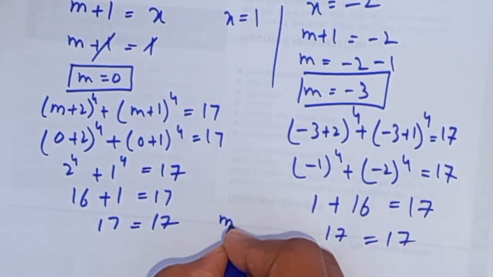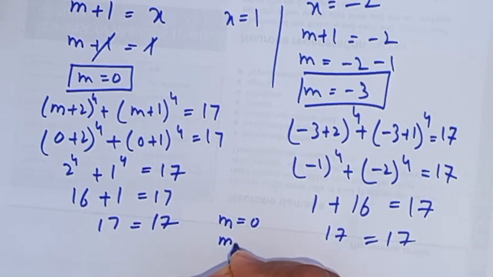And in our question m is 0 and m is equal to minus 3. So we are done. Thank you.